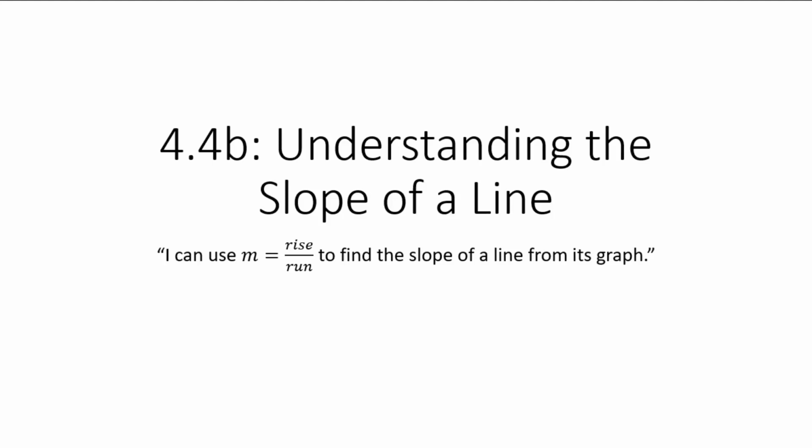Welcome to section 4.4b, Understanding the Slope of a Line. Our objective today is: I can use m equals rise over run to find the slope of a line from its graph.